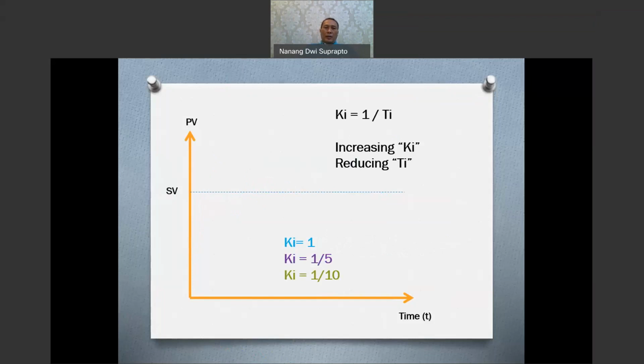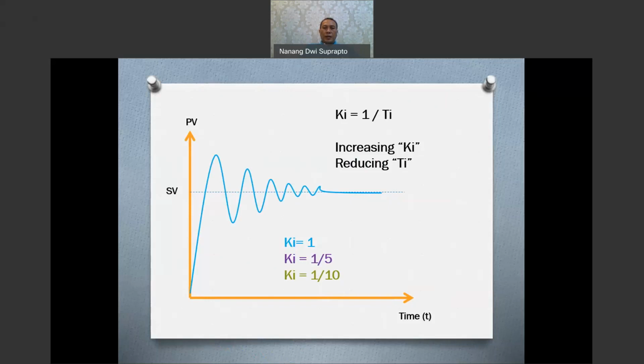Okay. Example, increasing Ki, the constant integral, or reducing the time integral. Example, Ki equal with 1, Ki equal with 1 per 5, Ki equal 1 per 10. How's the response?